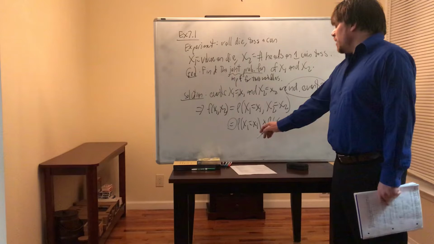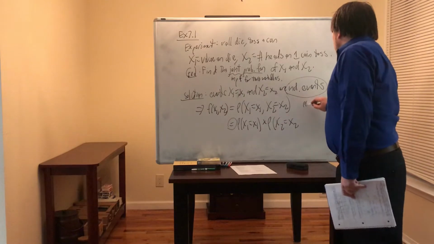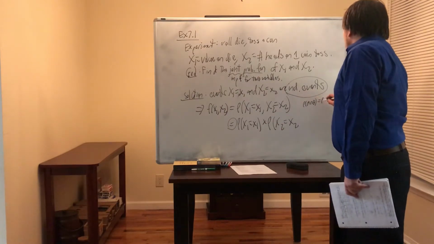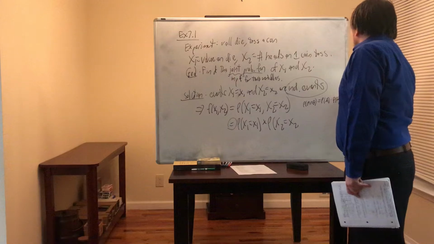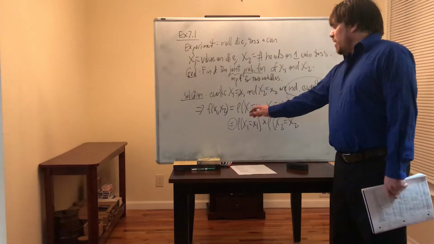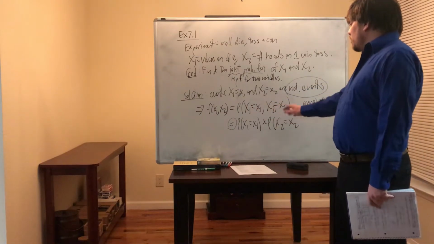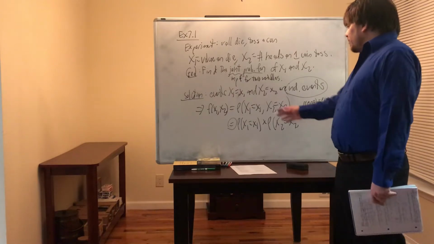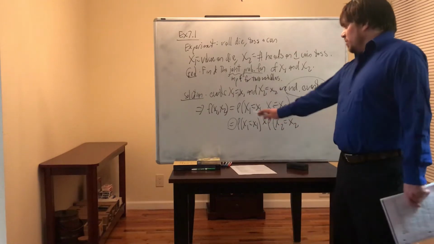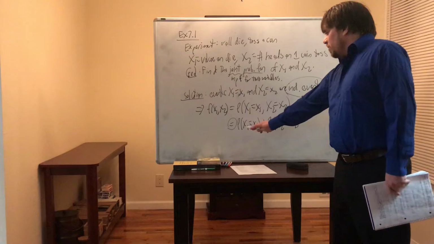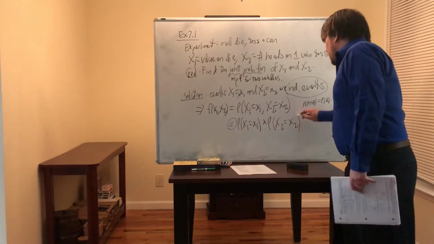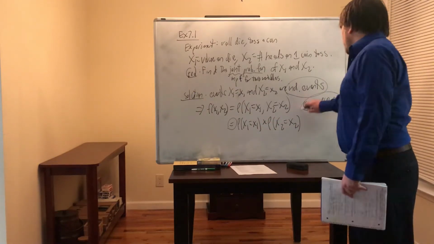For independent events, the probability of A intersection B is equal to the probability of A times the probability of B. So here, the probability that both X1 equals little x1 and X2 equals little x2 is the same as the product of each probability. So that's what it means for them to be independent.